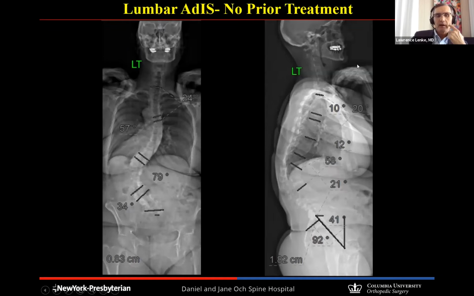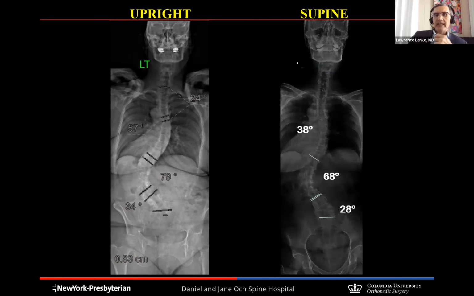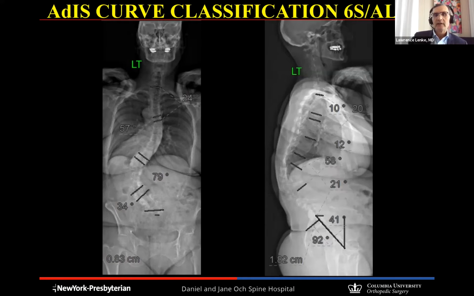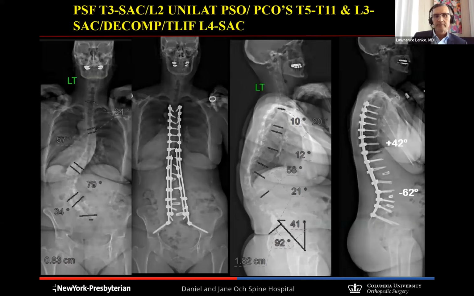Another patient here with a 57-degree thoracic, 79-degree lumbar, and 34-degree lumbosacral fractional curve. Again, the supine images show a structural thoracic and structural lumbosacral curve. So here's the classification on this patient who has aligned coronal and sagittal planes, but has marked regional malalignment, especially in the sagittal plane, with thoracic lordosis and thoracolumbar kyphosis that we'd like to correct, as well as the regional coronal curves.